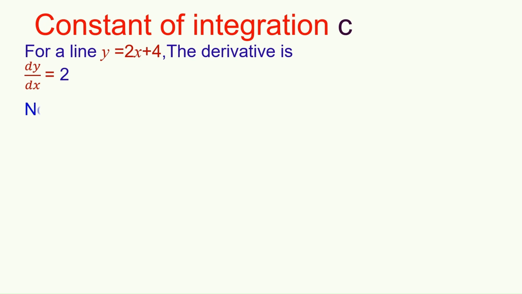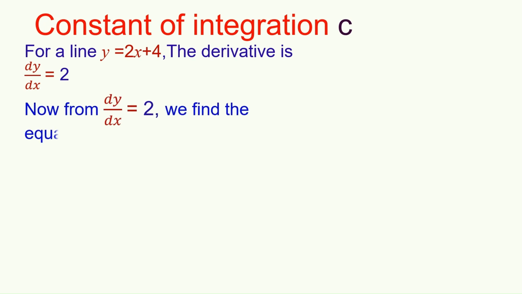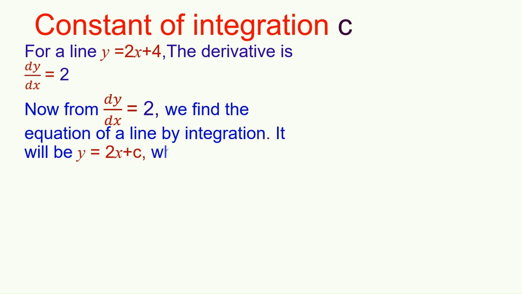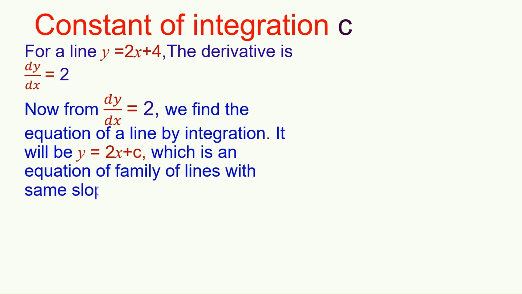Constant of integration c. For a line y equals 2x plus 4, the derivative is dy/dx equals 2. Now from dy/dx equals 2, we find the equation of a line by integration. It will be y equals 2x plus c, which is the equation of a family of lines with the same slope, as shown in the graph.